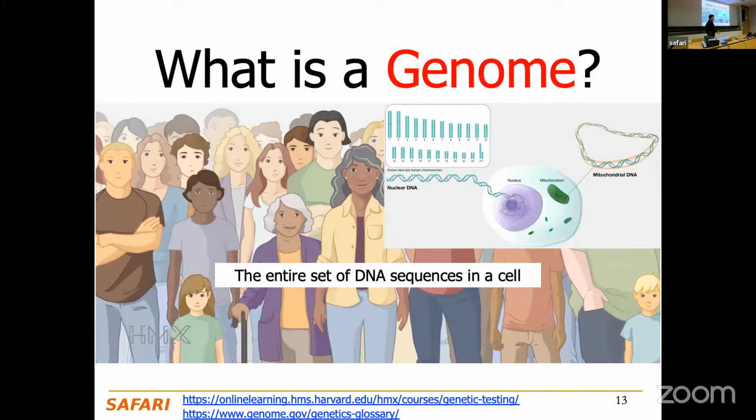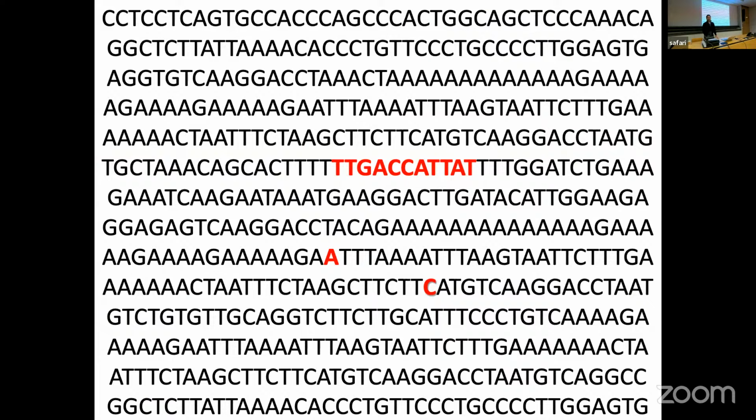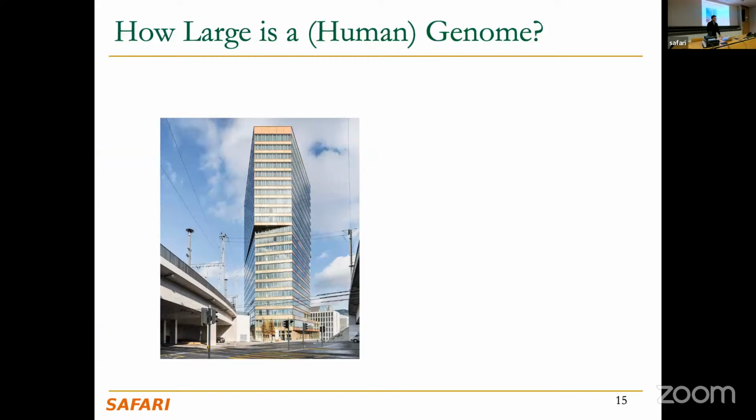A genome is essentially the entire set of DNA sequences in a particular cell. What this means is that this is a set of ATGCs. Basically, DNA is an alphabet of four letters, as I said, A, T, G, and C. I'm going to be describing this more. But the other question could be, how large is a human genome? It contains a series of characters of four letters, but how large is it really?